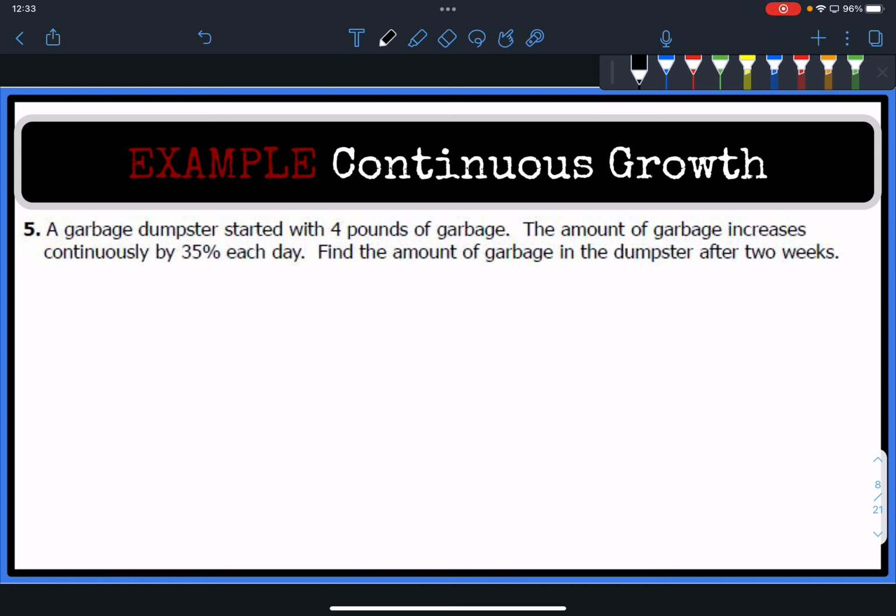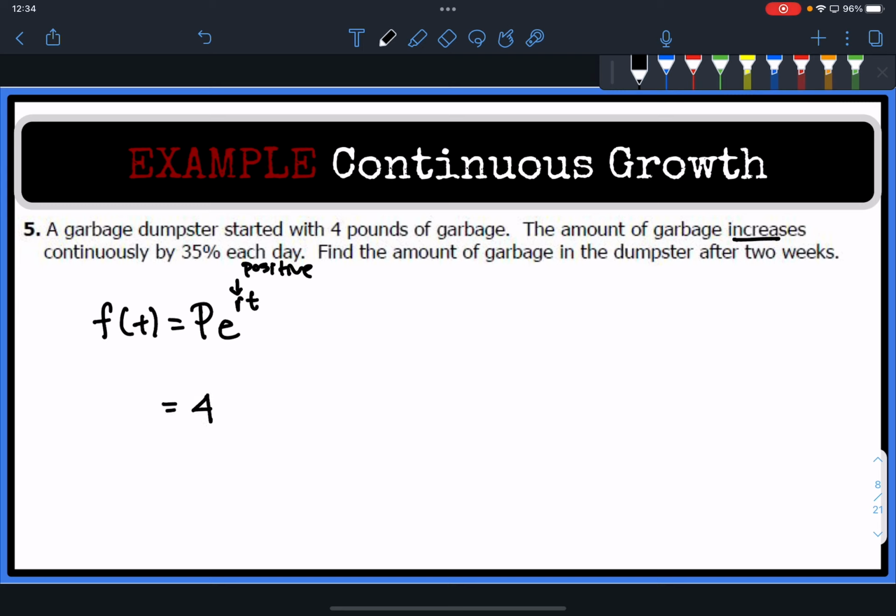So let's say a garbage dumpster started with 4 pounds of garbage. The amount of garbage increases continuously by 35% each day. Let's find the amount of garbage in the dumpster after 2 weeks. So because it's continuous, we're going to use this function. And because it's increasing, this value of r is going to be positive.